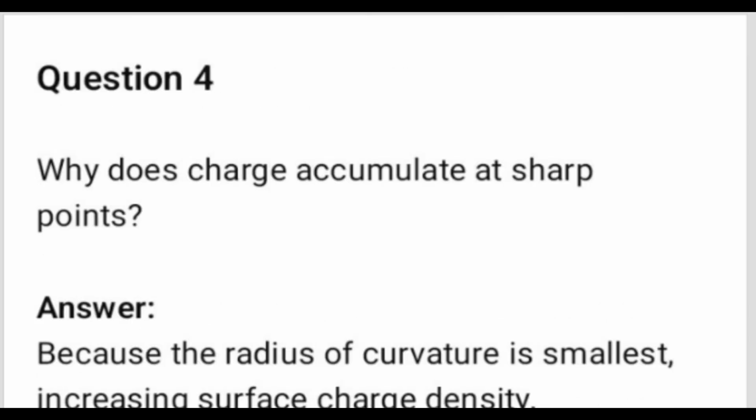The fourth one: why does charge accumulate at sharp points? Because the radius of curvature is smallest, increasing the surface charge density. So that's the end of the video, guys.